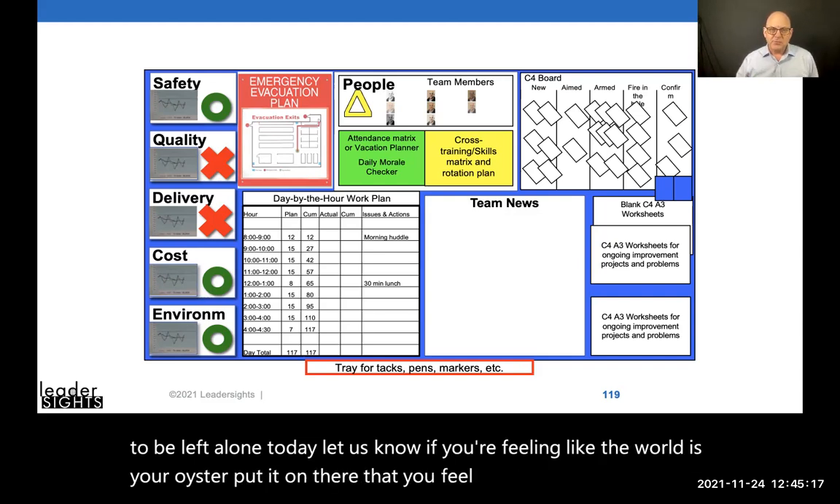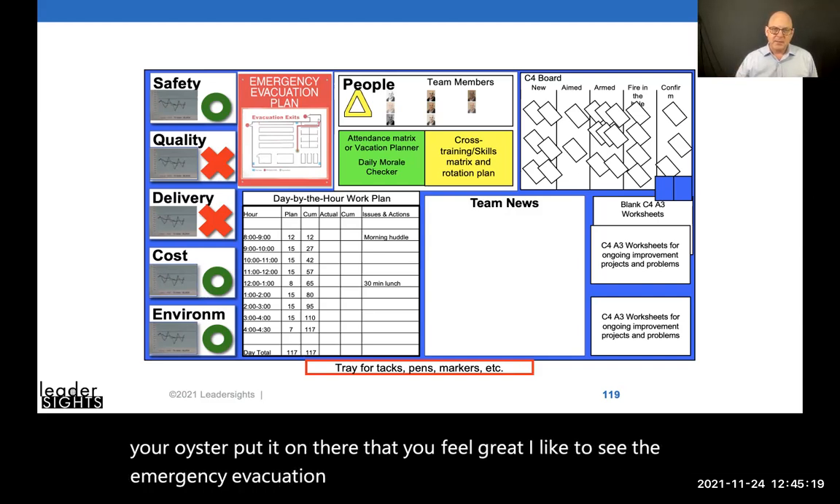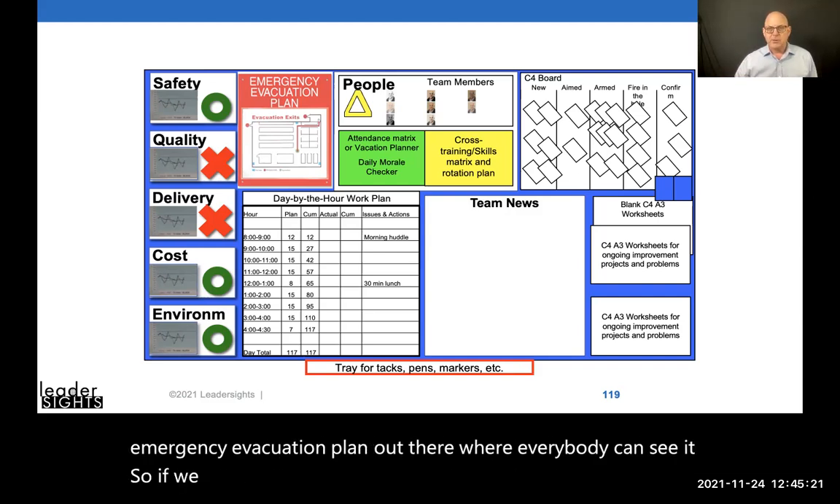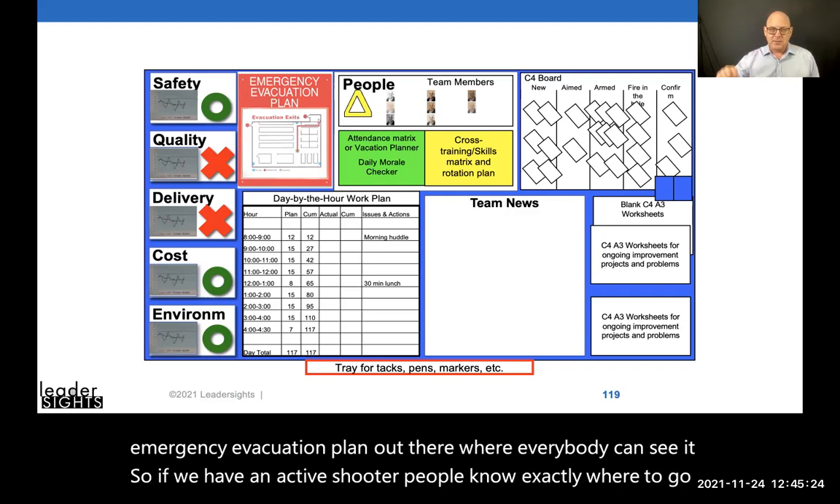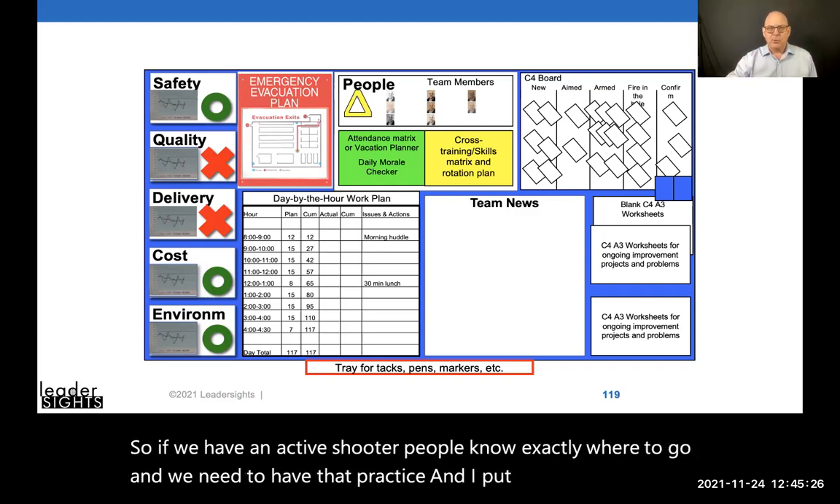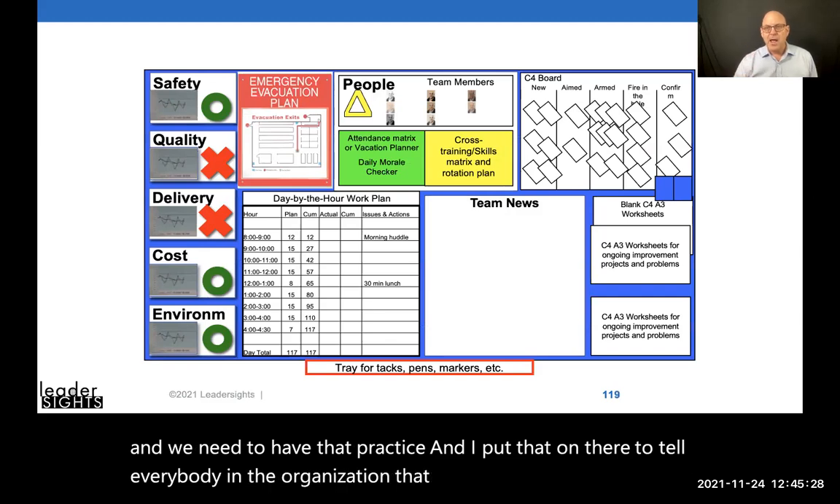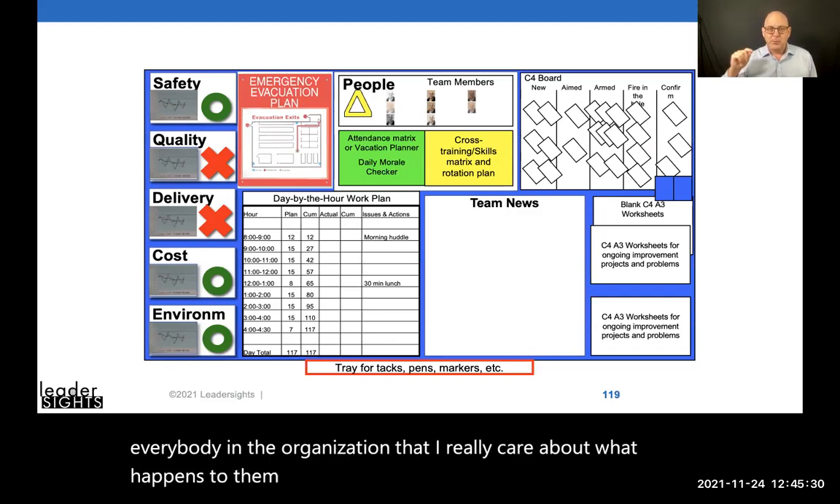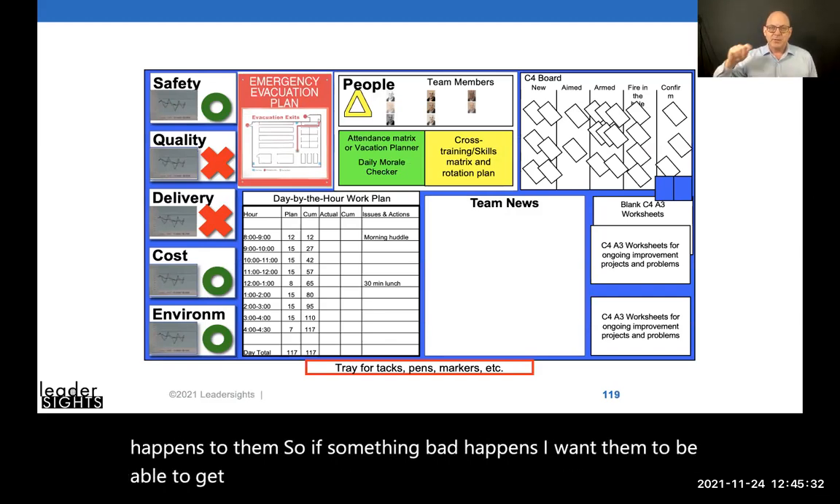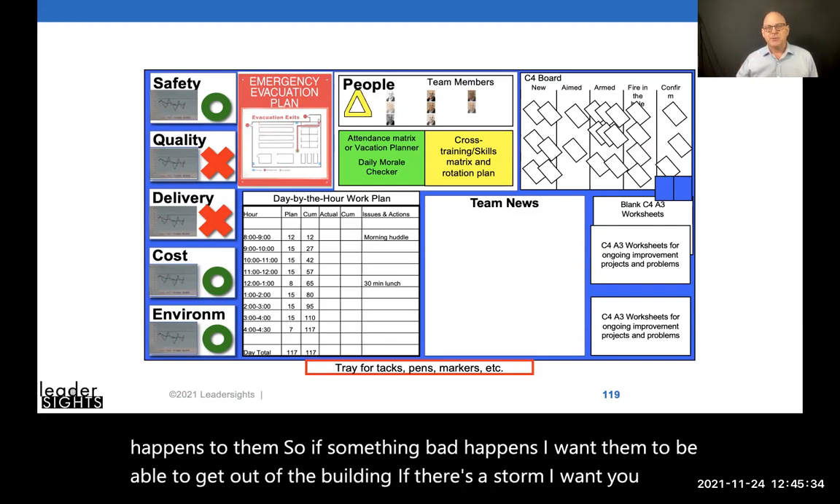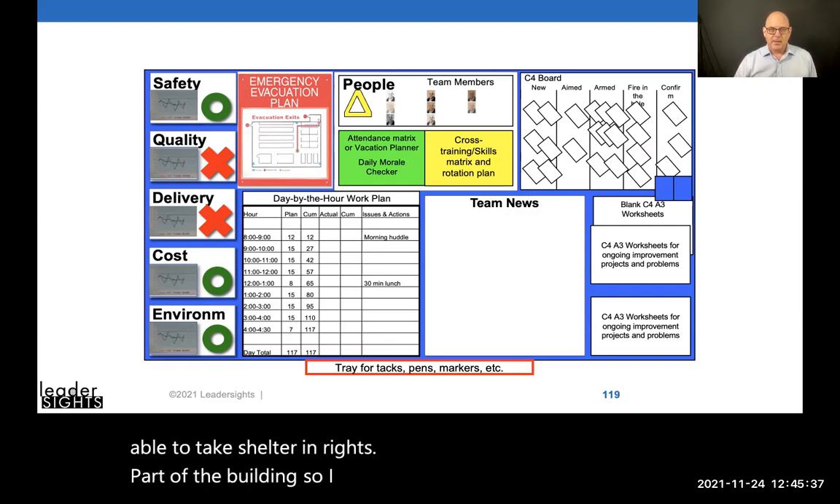I like to see the emergency evacuation plan out there where everybody can see it. So if we have an active shooter, people know exactly where to go. We need to have that practiced. And I put that on there to tell everybody in the organization that I really care about what happens to them. So if something bad happens, I want them to be able to get out of the building. If there's a storm, I want you to be able to take shelter in the right spot of the building. So I want to make sure we're communicating that.